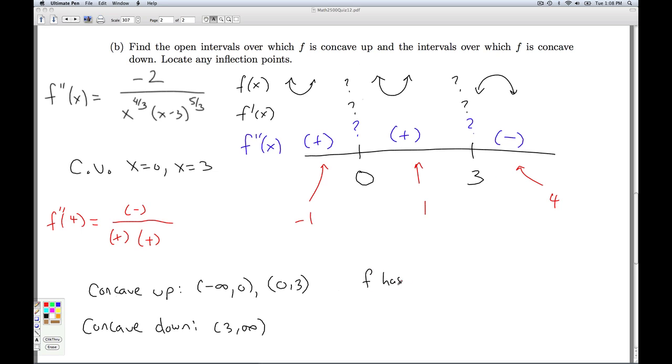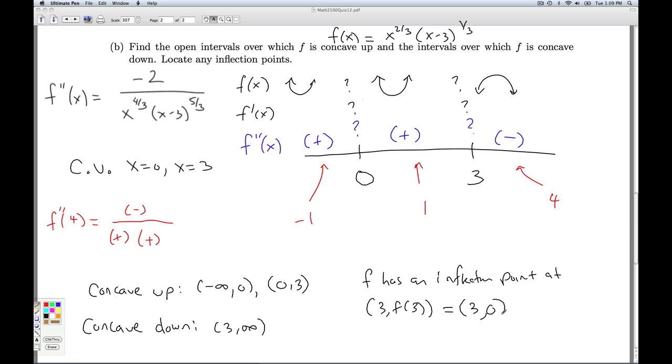So f has an inflection point at 3 comma f of 3. And let's remind ourselves, what was the f of x? I'll just sneak it in up here. f of x was x to the 2/3, x minus 3 to the 1/3. So when I plug 3 into that, I get a 0 out. All right? So that'll do it then for quiz 12.